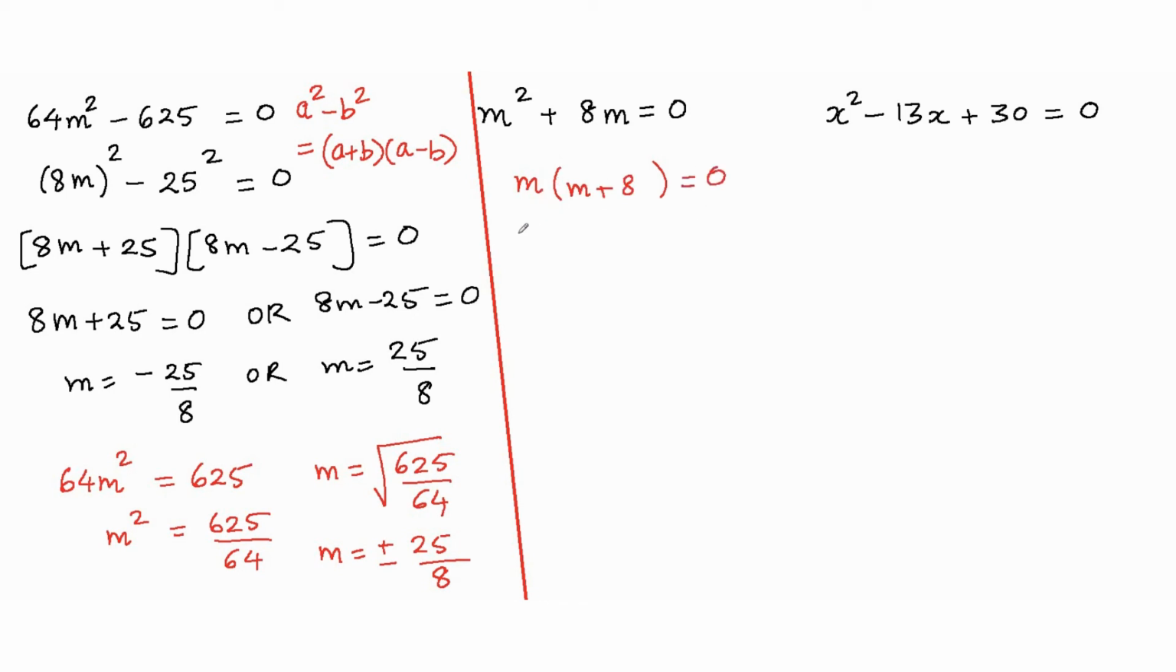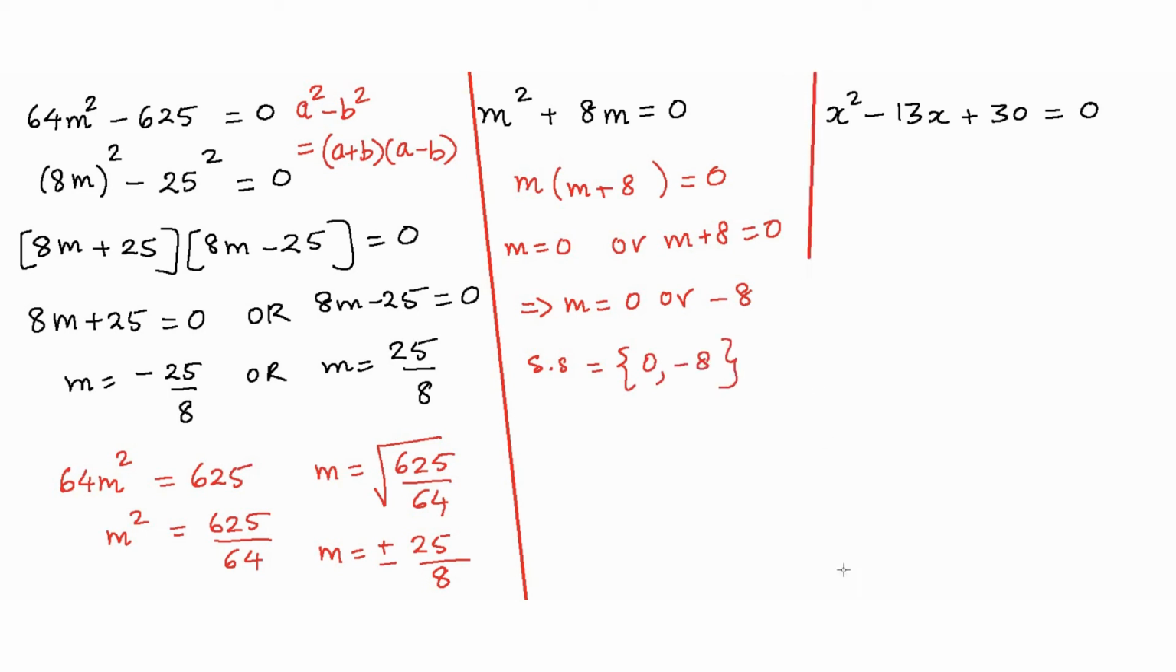Now if the product of two terms is 0, it means either m is 0 or m + 8 is equal to 0. And this implies the solution is m = 0, or shifting the 8 to the other side, it becomes −8. Therefore, the solution set of this quadratic equation is 0, −8, right? So when I have a binomial and I cannot use a² − b², simply taking out terms as common is also one useful technique. Let me now move on to the next one.